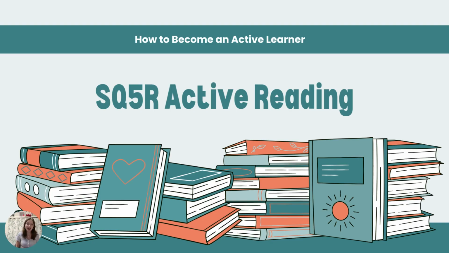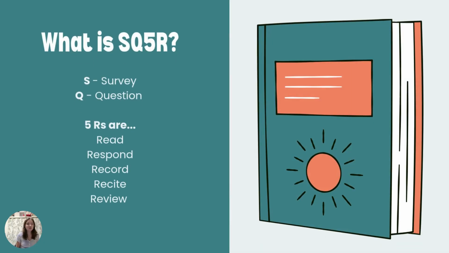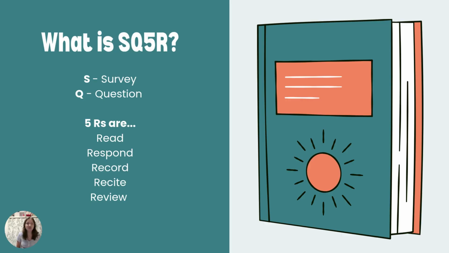Today we're talking about SQ5R or active reading. This strategy requires you to question, recite, and reflect so your brain is working with the material rather than just skimming it. What is SQ5R? S stands for survey, Q is question, and the 5 R's are read, respond, record, recite, and review.